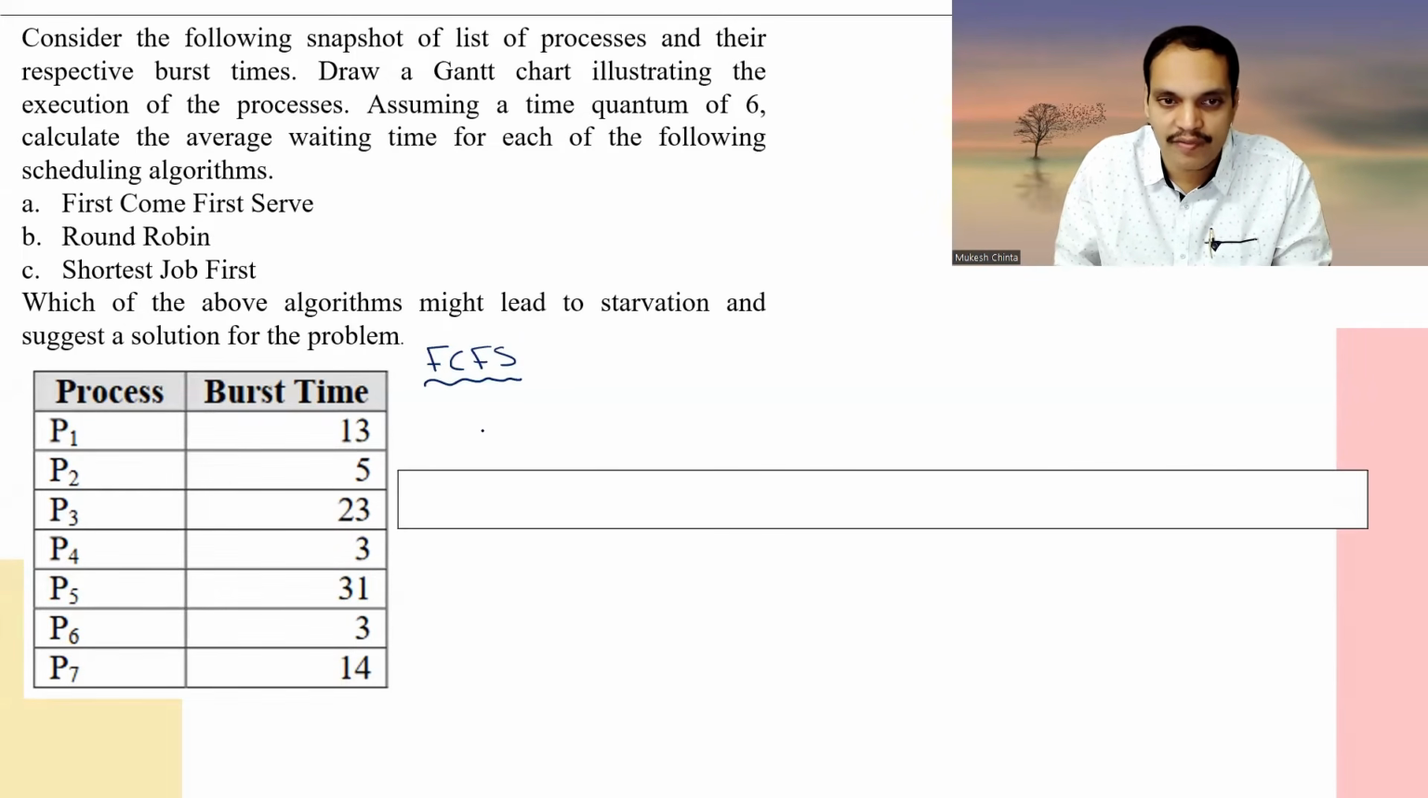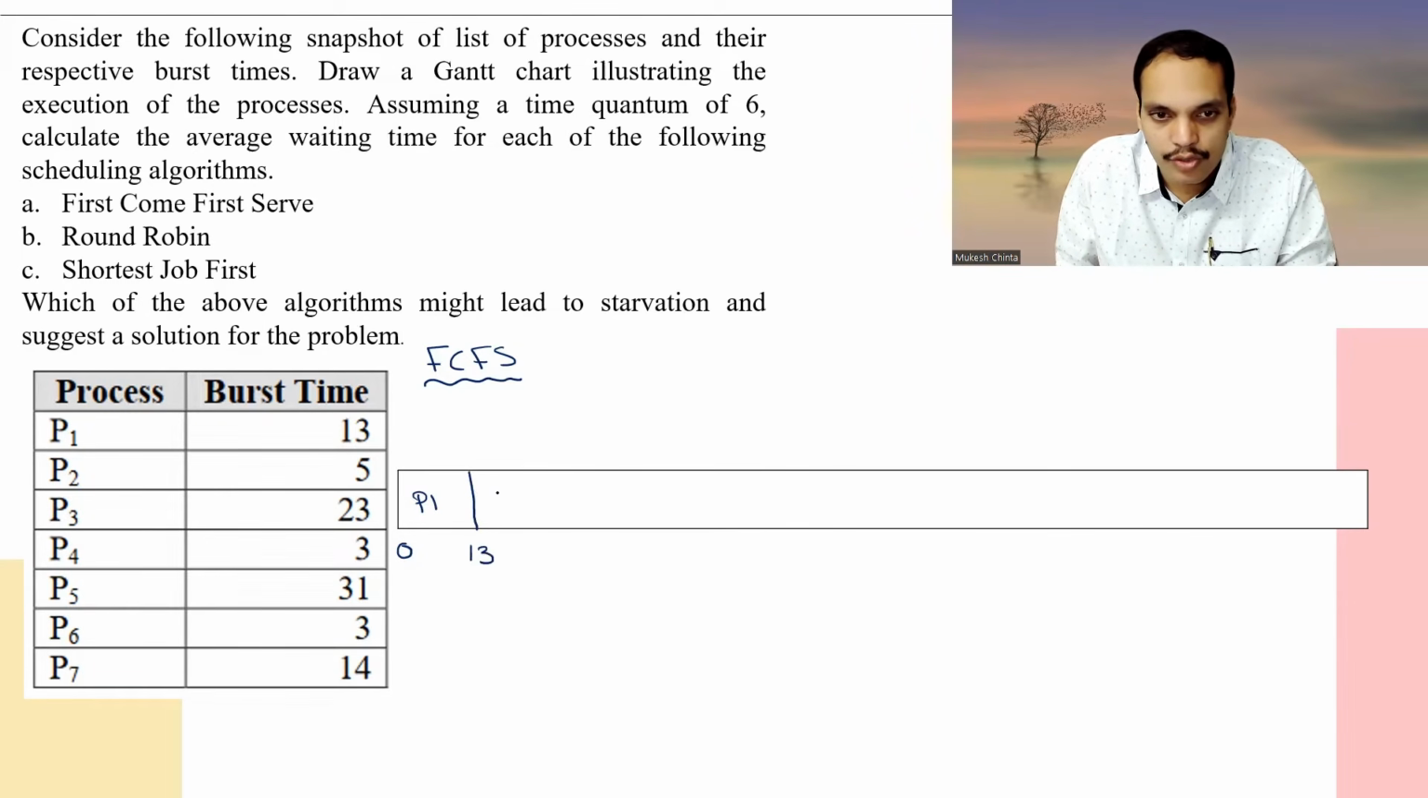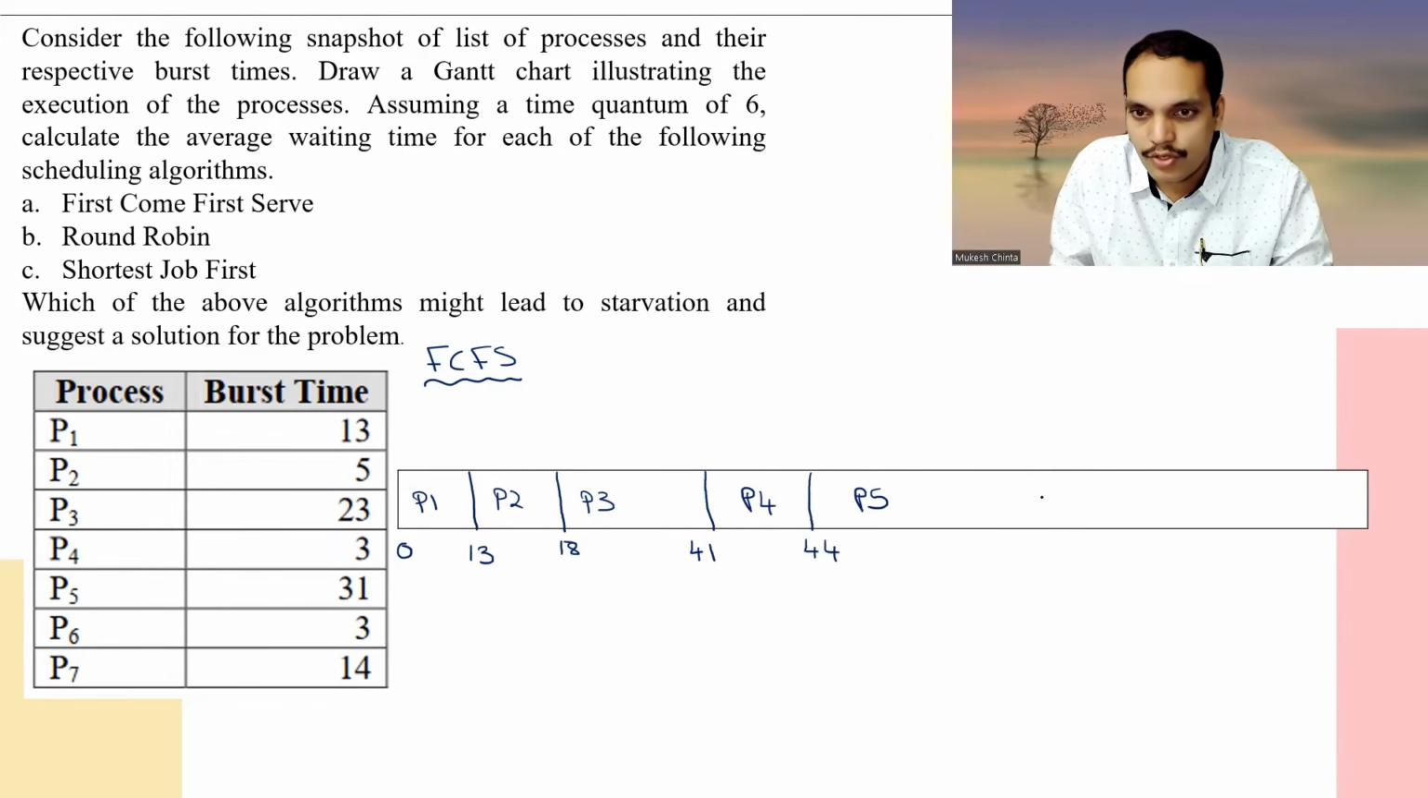Let me take a Gantt chart for FCFS algorithm. And if I start doing it, let us start at 0. The first process, I'm going to take the same order which is written here. So P1, which completes at 13, followed by P2. 13 plus 5 is the burst time, which gives me 18. Once again, the next one is P3. So 18 plus 23 gives me 41. Next comes P4. 41 plus 3 gives me 44. Next comes P5. P5 is 44 plus 31 is the burst time, which gives me 75.